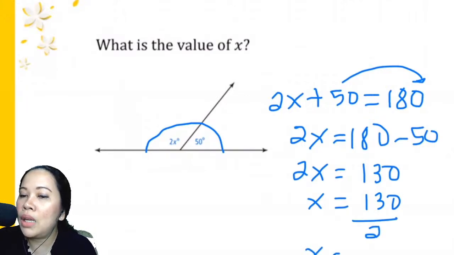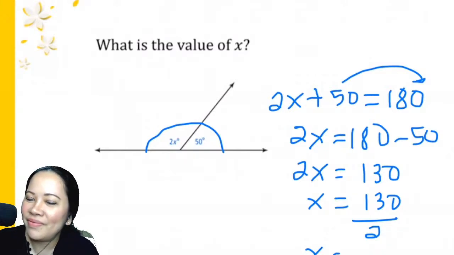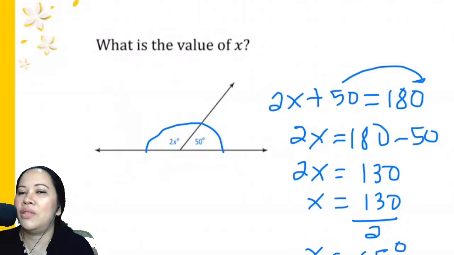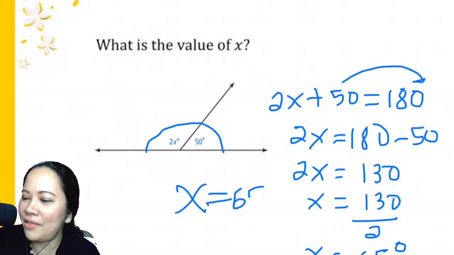So x would be, what will be 130 divided by 2? What is 130 divided by 2? Anyone? Anyone? Someone? No one? It's 65 degrees. Okay. Oh, it's not clear. Sorry. X is 65 degrees.